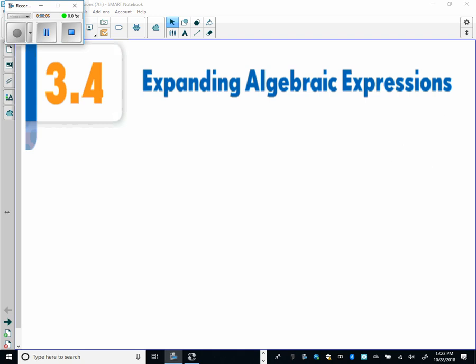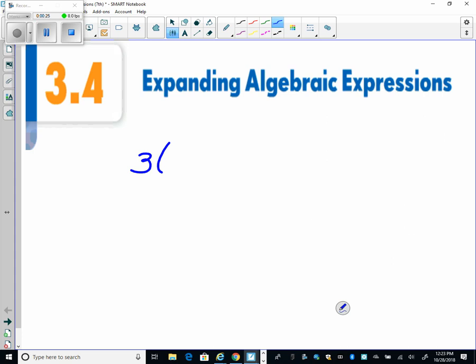We are looking at lesson 3-4 today, which is talking about expanding algebraic expressions. In 6th grade, you worked on this, and from what I have seen in previous years, you usually have a really good understanding of how to expand. An example of what expanding would look like is if I have the number 3 in front of a set of parentheses, and then inside the parentheses, I have an algebraic expression of 2x plus 4.